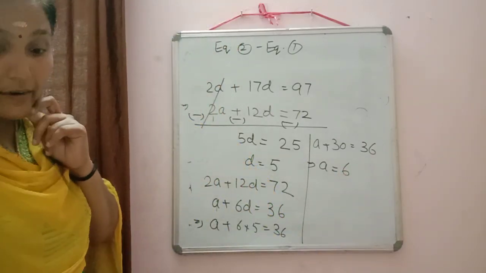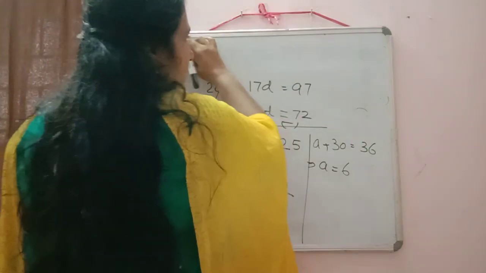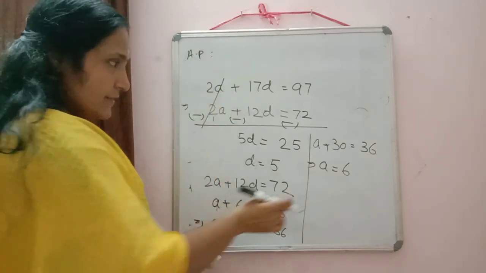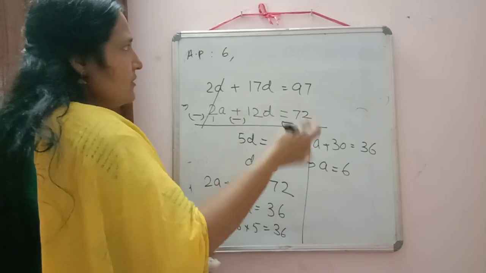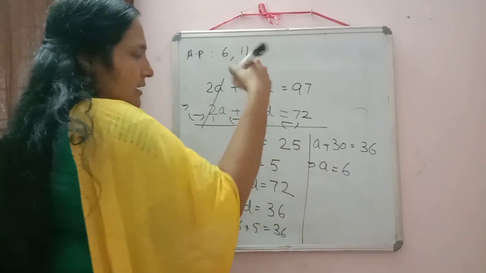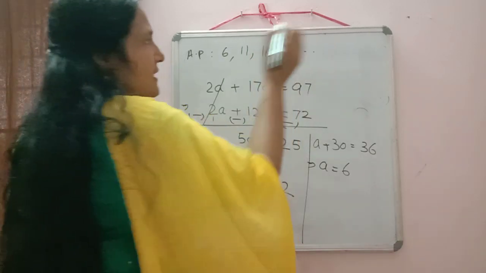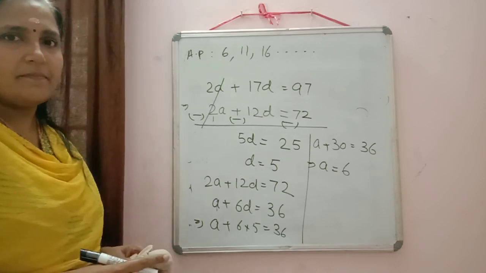Question not over. The question is asked to find the AP. So we have to write what will be our AP. Write down: our AP will be, the first term is 6 and the common difference is 5. So the next term will be 6 plus 5, 11. Next again 11 plus 5 will be equal to 16. Minimum 3 terms you have to write.